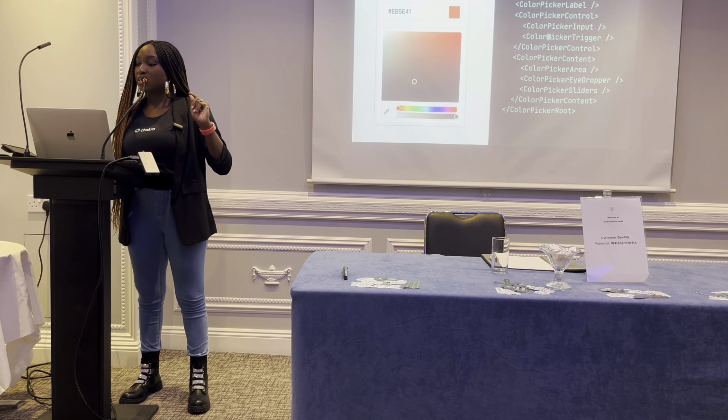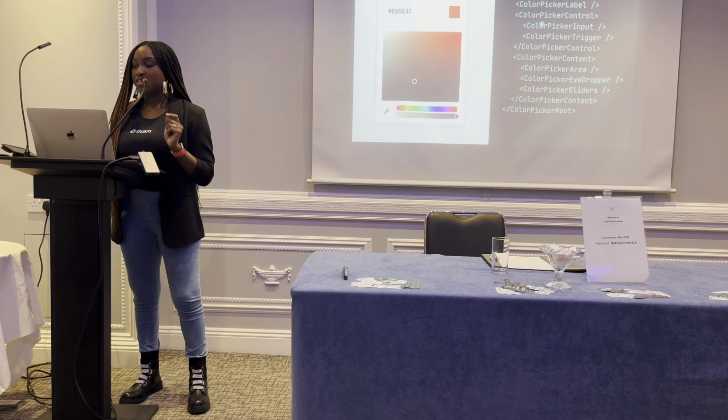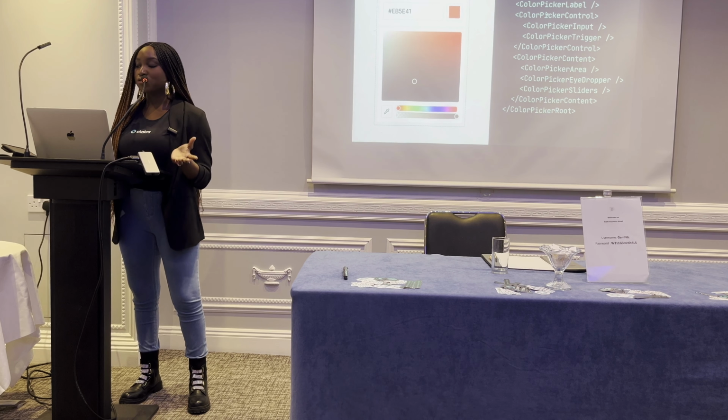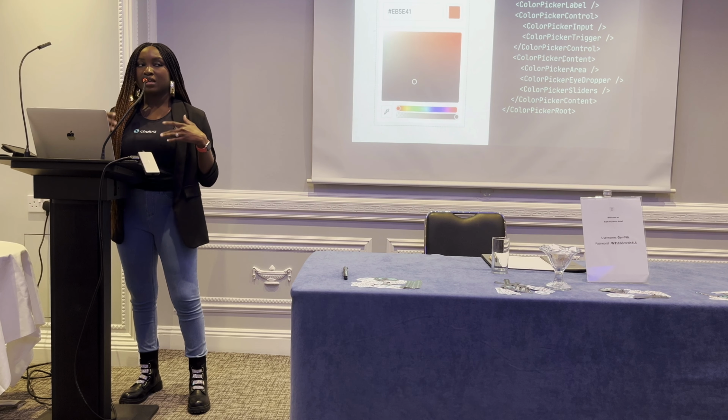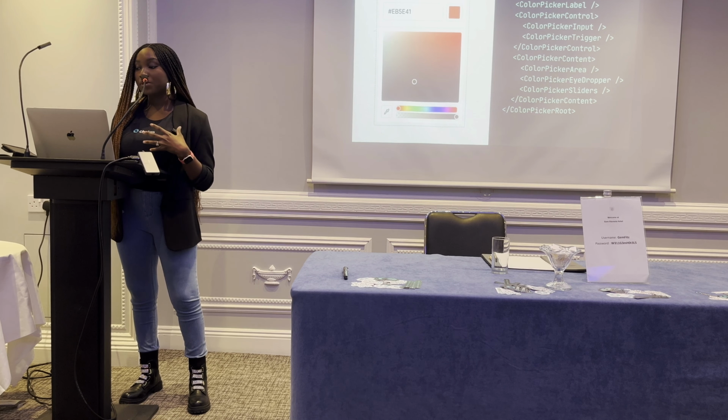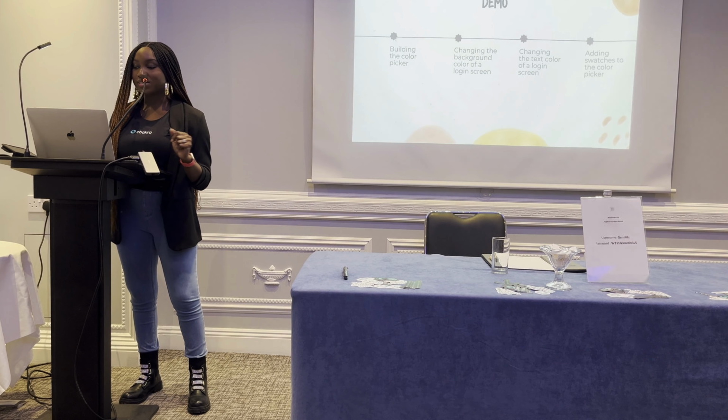You notice that in this breakdown, the input and the trigger are in the color picker control, which we didn't see earlier. So the input and trigger are in the color picker control, and the color picker area, the eyedropper, and the sliders are in the color picker content. So this is how Chakra UI lays out the different parts of the color picker in a way that is modular and flexible for developers.